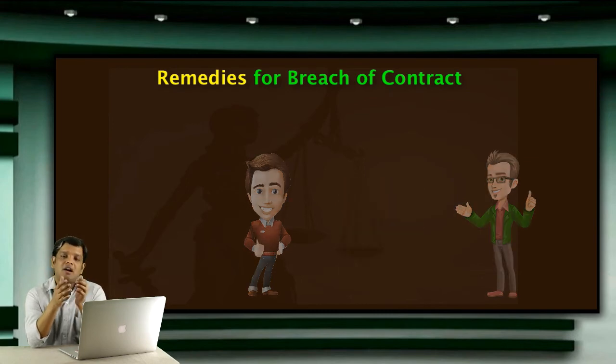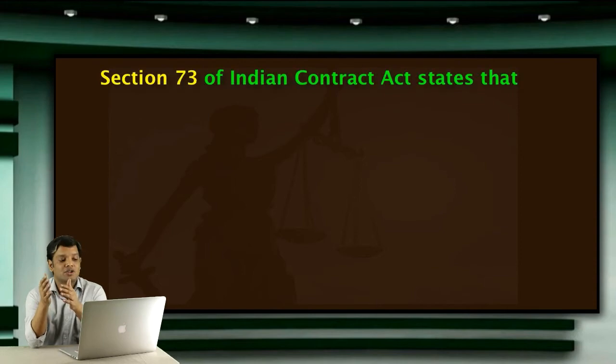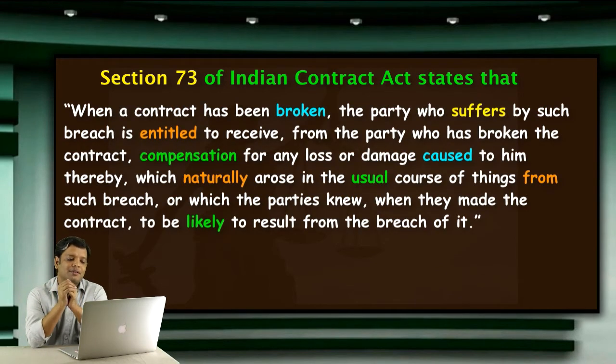suffered. Now let's check out what Section 73 of the Indian Contract Act states. It says simply that when a contract has been broken, the party who suffers by such breach is entitled to receive from the party who has broken the contract compensation for any loss or damage caused to him thereby, which naturally arose in the usual course of things. Now you have to pay attention here, because the rest is easy, but this point is that it naturally arose in the usual course of things from such breach, or which the parties knew when they made the contract to be likely to result from the breach of it.